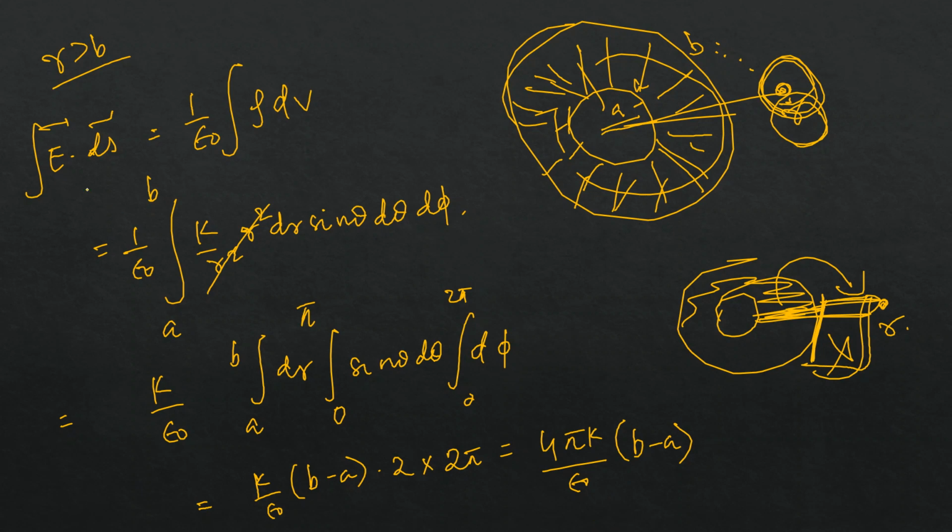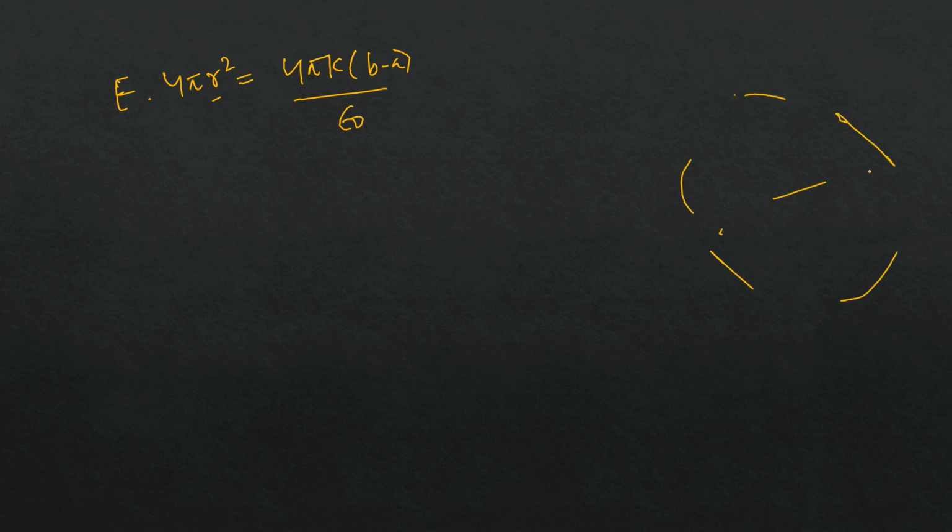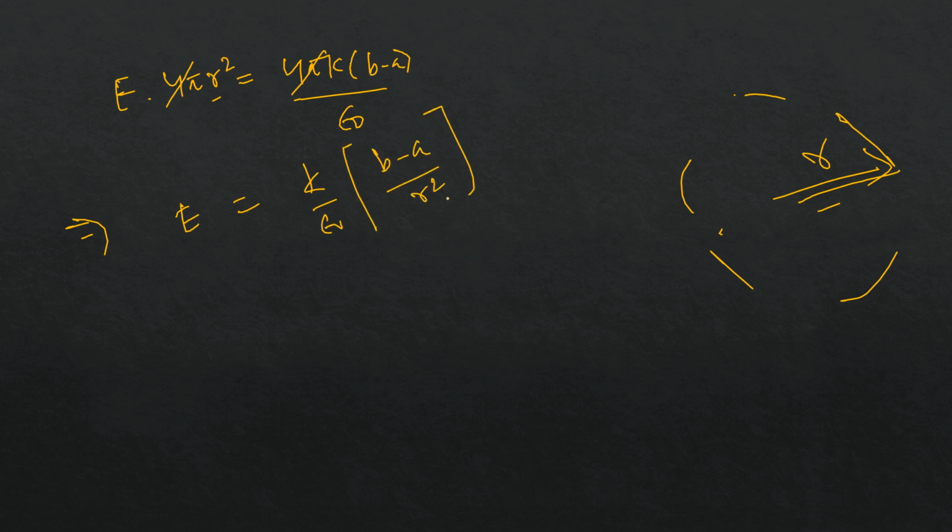But this is only your E dot ds. So E into 4 pi r square is equal to 4 pi k (b minus a) by epsilon naught. Now you can ask me why this is small r square. Because the Gaussian surface should also always be considered for area, Gaussian surface r, right? 4 pi cancelled out, so E is equal to k by epsilon naught, (b minus a) by r square. Is that all right?